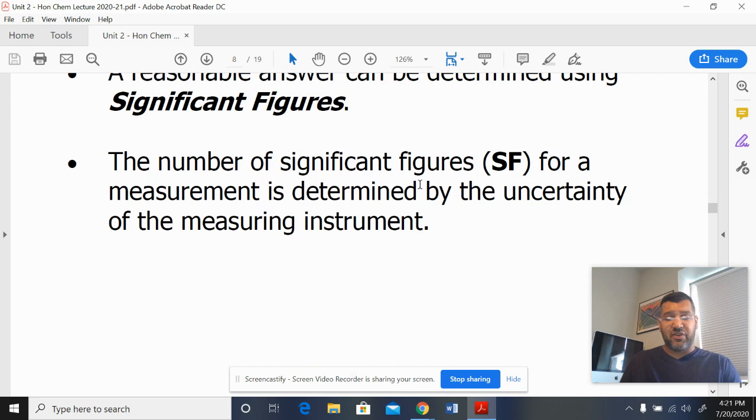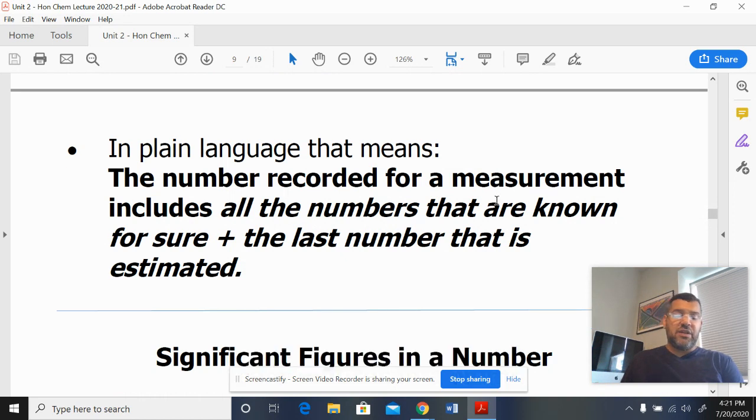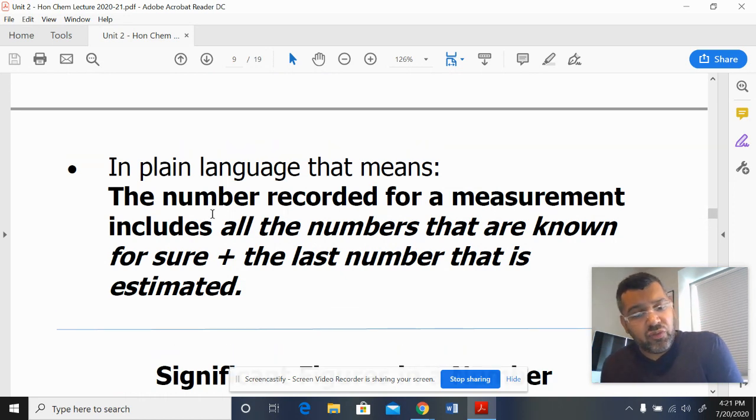Well, the number of significant figures, the important numbers that you write based on what you're measuring, is determined by the uncertainty of the instrument that you're using. So if you're going to use a string to measure how tall a building is, you're not going to have a lot of significant figures because you're not going to have a lot of certainty in it. So, how does it work? Well, in plain English, the numbers that you record are all the ones that you know for sure, plus the last number that's estimated.